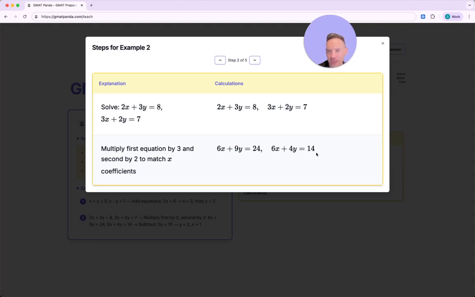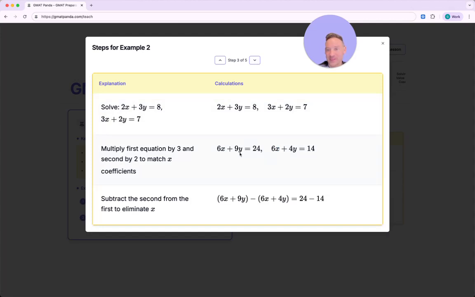Now, why do we do that? Well, we've made a 6x appear here and a 6x appear here. So that's actually quite handy because we can now subtract one equation from the other to be able to eliminate these 6x's. Right? So we take this whole equation and we subtract this one. So it's like taking the left side of this one and subtracting the left side of this one. And we take the right-hand side of this one and we subtract the right-hand side of this one.